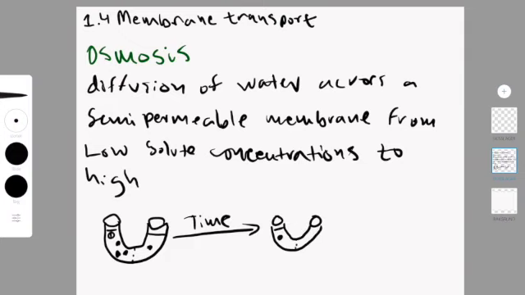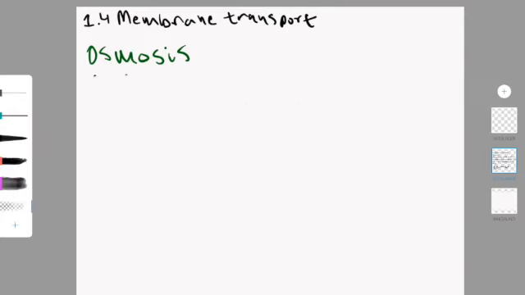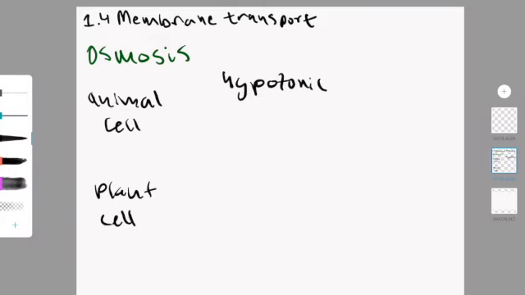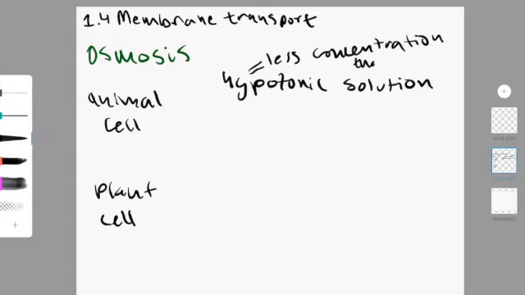If you want to look at how different types of concentrations will affect an animal cell and a plant cell, we'll go through that now. The first type is hypotonic. This means that the hypotonic solution is less concentrated than the cell. What happens for an animal cell is that water goes into the cell and it leads to something called lysis. The cell basically explodes because all the water is going into it.